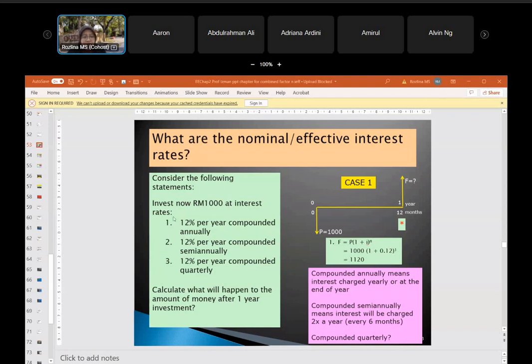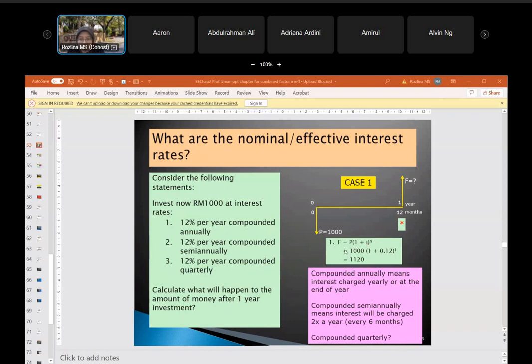12% per year compounded annually, 12% per year compounded semi-annually. So the difference is the compounding time. For one, the interest is charged annually. For this one, 12% per year, you are charged 2 times. And for the third case, 12% per year, you are charged every 3 months. That means 4 times in a year. So you look at the difference.